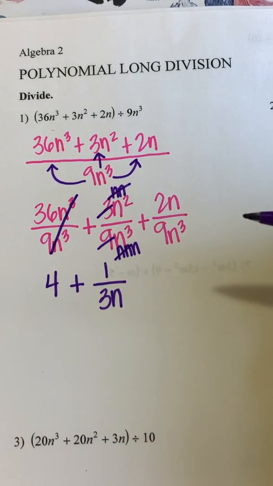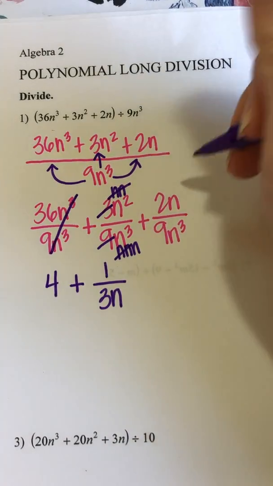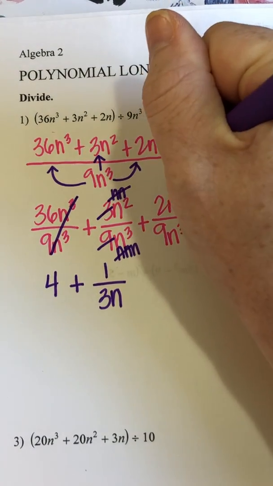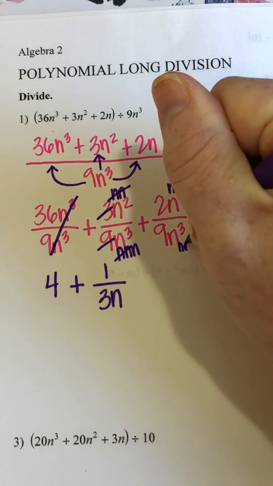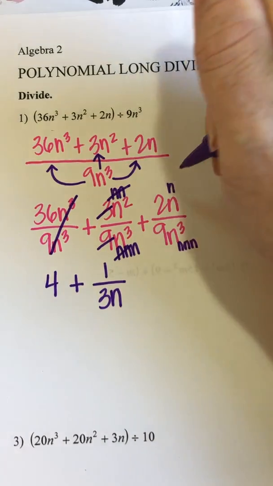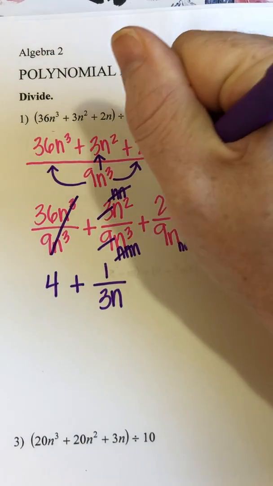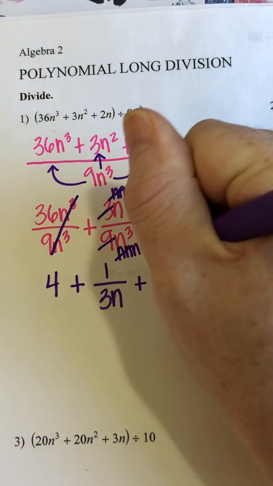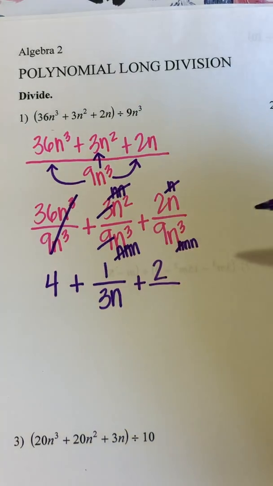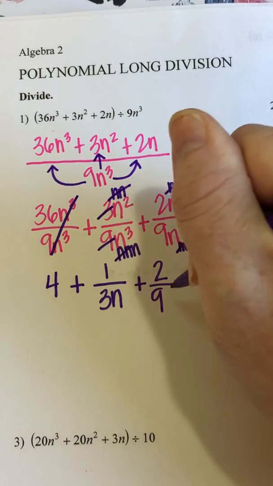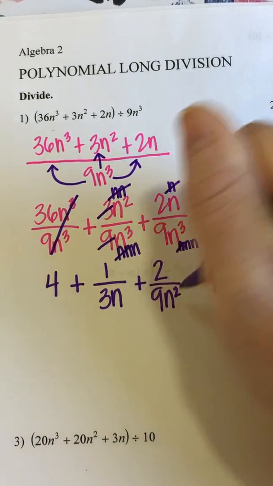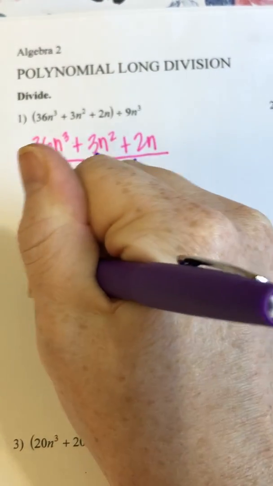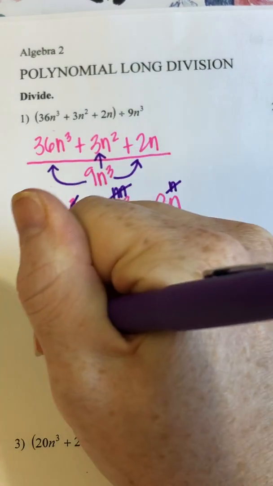Does that fraction reduce? No. But here I have an n, and I have an n cubed on the bottom. How many of those n's am I able to cancel out? Only 1. So if I cross 1 out on the top, 1 out on the bottom, what am I left with? 2 over 9n squared. Okay, so this is my final answer.